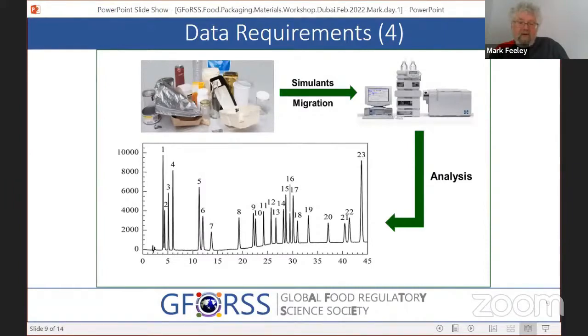This chemical was found to migrate into food, and at the same time, the chemical was being identified as a potential human carcinogen.